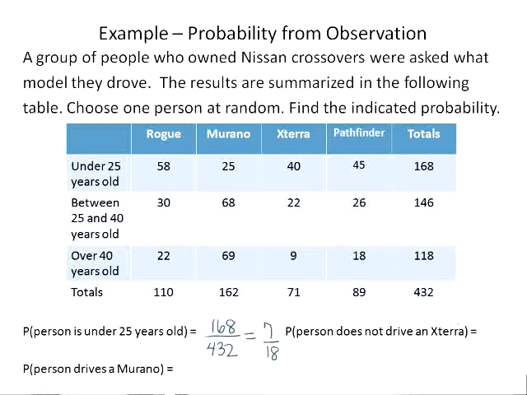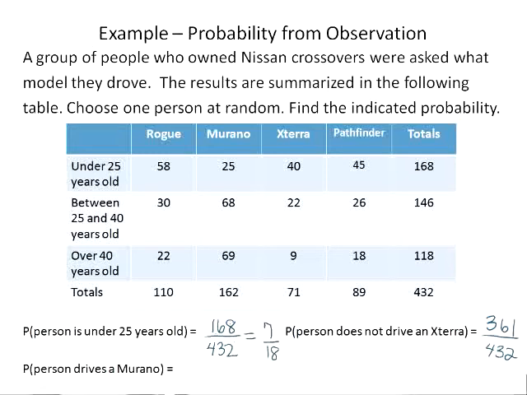Okay, the next question. What's the probability that the person does not drive an Xterra? Well, we still have 432 people total. How many of those do not drive an Xterra? Well, it's everyone except for the 71 people who do drive an Xterra. So we can subtract the 71 people from the total of 432. When we do that, we get 361 people. Now that fraction does not reduce, so we will leave it in the form that it's given.